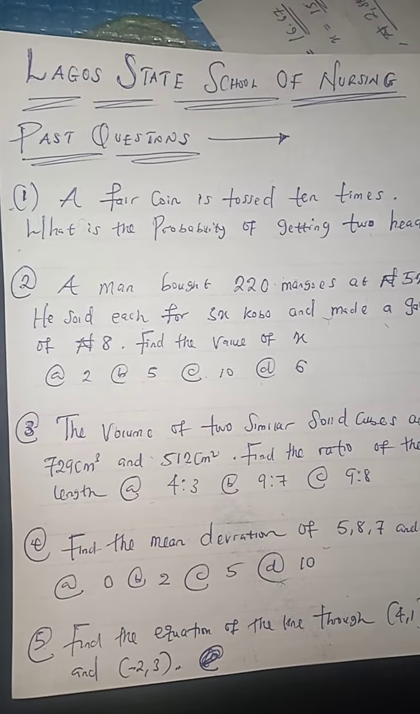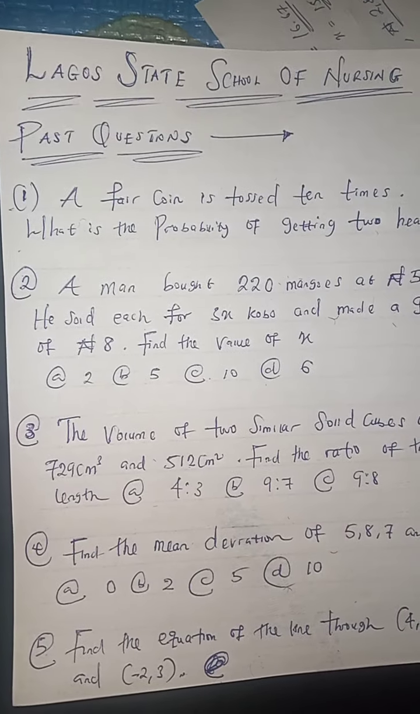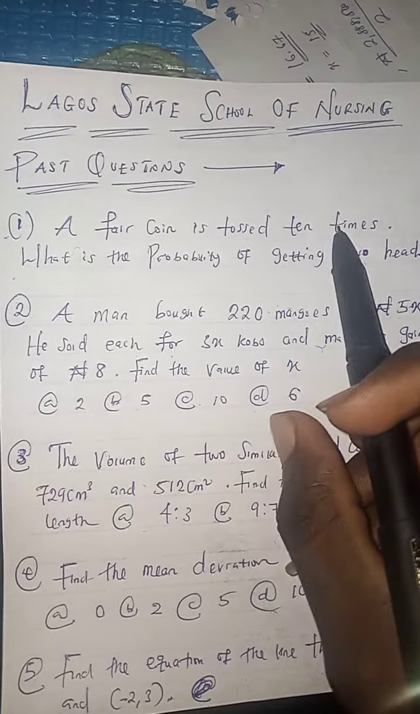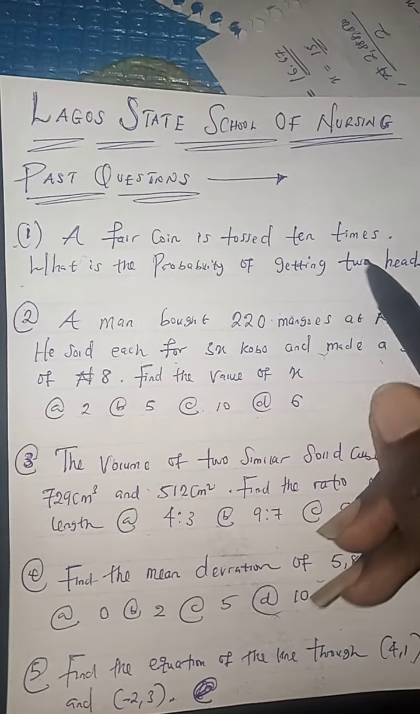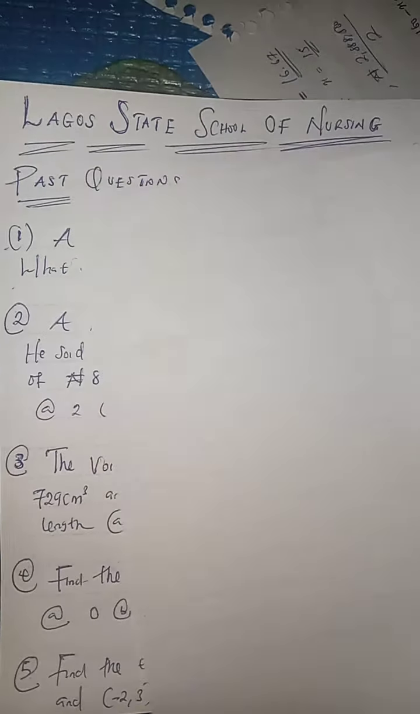Now, good evening, guys. As you can see, we have some past questions here. The first question says that a fair coin is tossed 10 times. What is the probability of getting 2 heads? From the real source of the past question, there is no option.